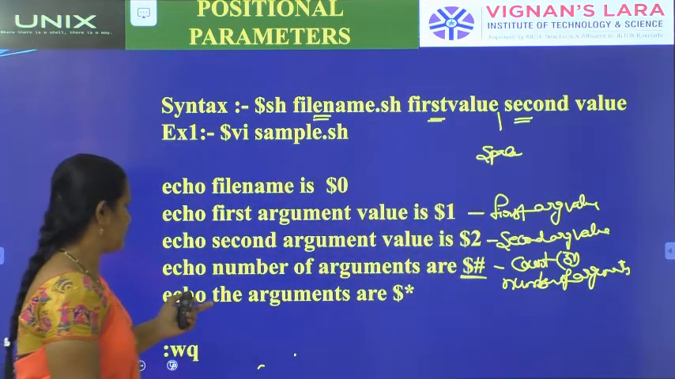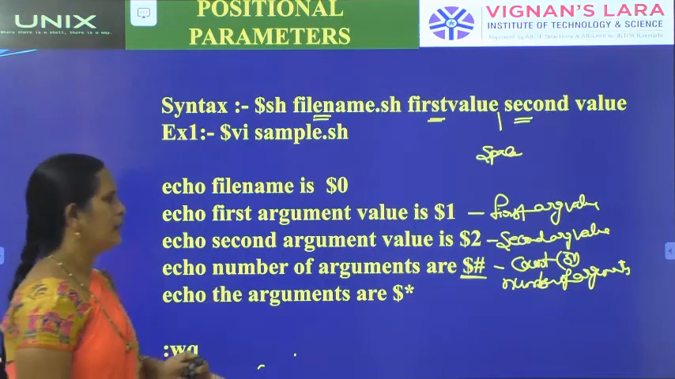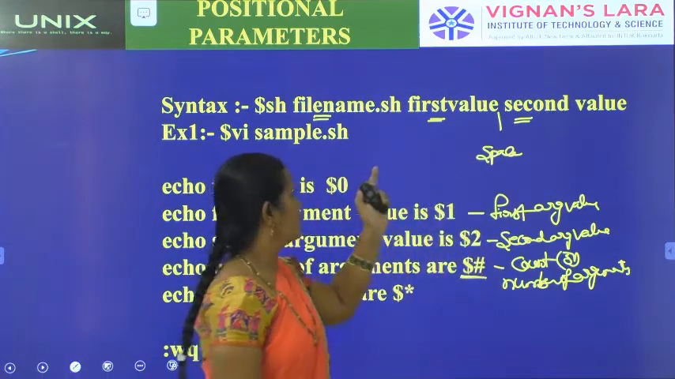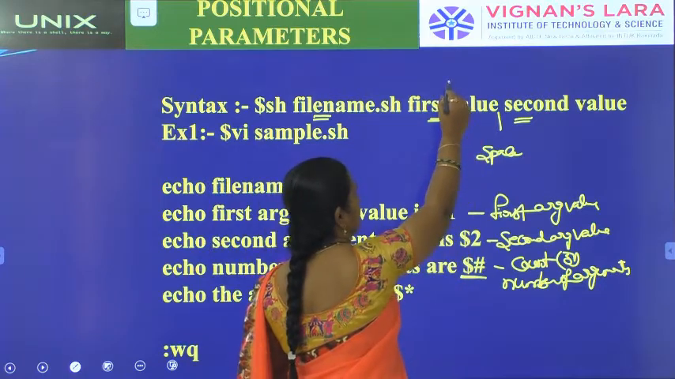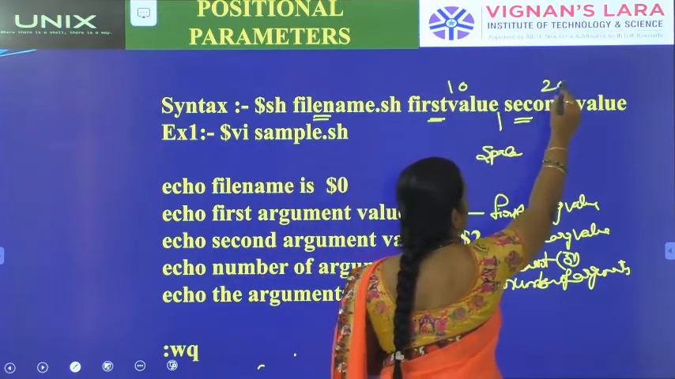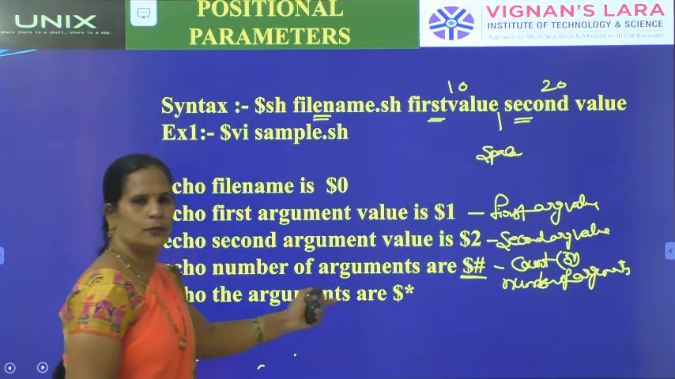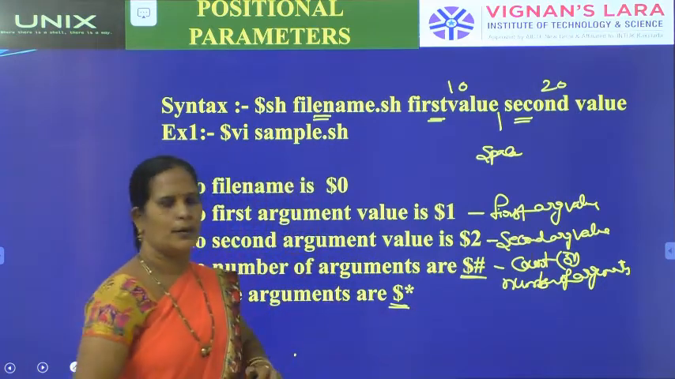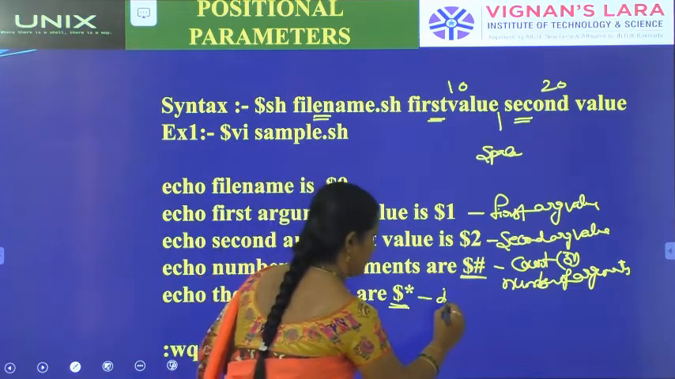Next, echo space the arguments are. It is going to display all argument values. For example, here I specified 10 and 20. Then it is going to display the arguments are, and $* indicates it is going to display all arguments.